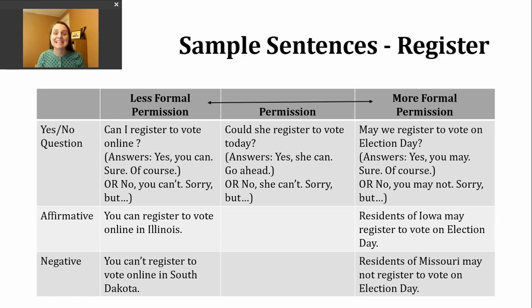My second example of a question is, could she register to vote today? And again, we might see the answers of yes, she can, sure, of course, go ahead. Those are all fine ways to say yes. But we could also hear an answer of no, she can't, sorry, but, and those are expressing negative. We don't have permission to do the action.